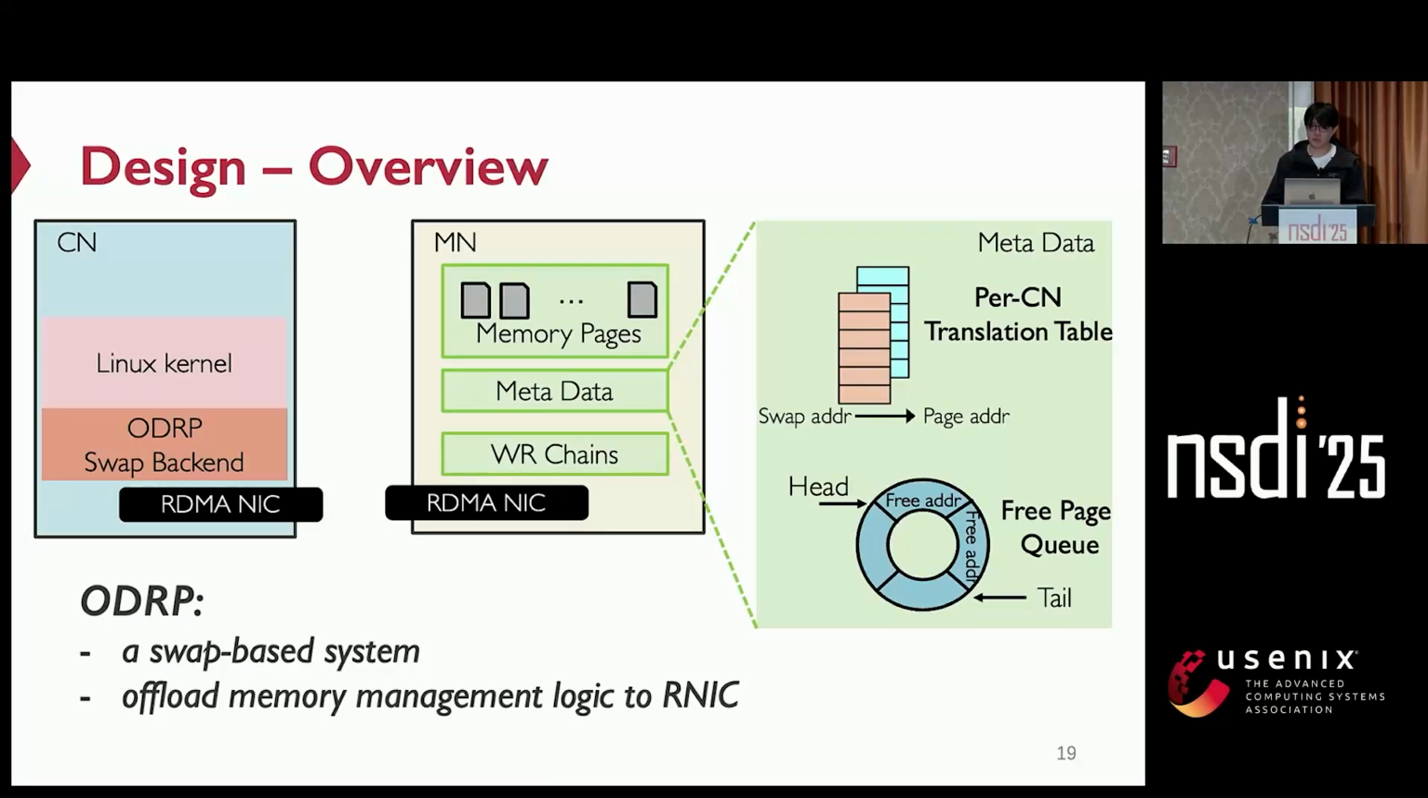When receiving a swap request from the compute node, the memory node's RNIC executes the offloaded logic, which is the work request chains in this figure. The offloaded work request chains use these two types of metadata to perform memory allocation and memory access.